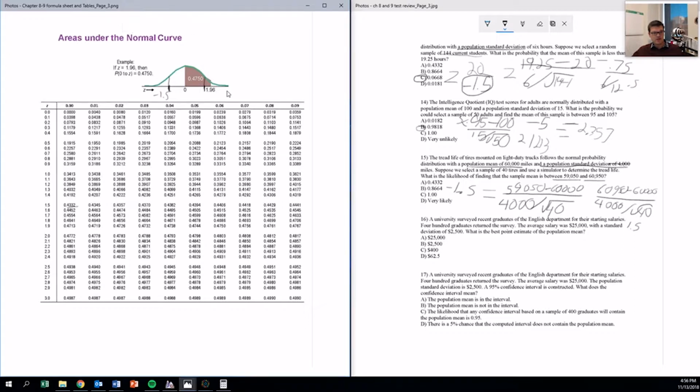A university surveyed recent graduates of the English department for their starting salaries. 400 graduates returned surveys. The average salary was $25,000 with a standard deviation of 2,500. Okay. So what is the best point estimate? They even give you the term. What is the best point estimate of the population mean? The average salary, in other words, the mean salary, was $25,000. We're using a point estimate. We're taking the sample salary and making it into the point estimate, which gives us $25,000.